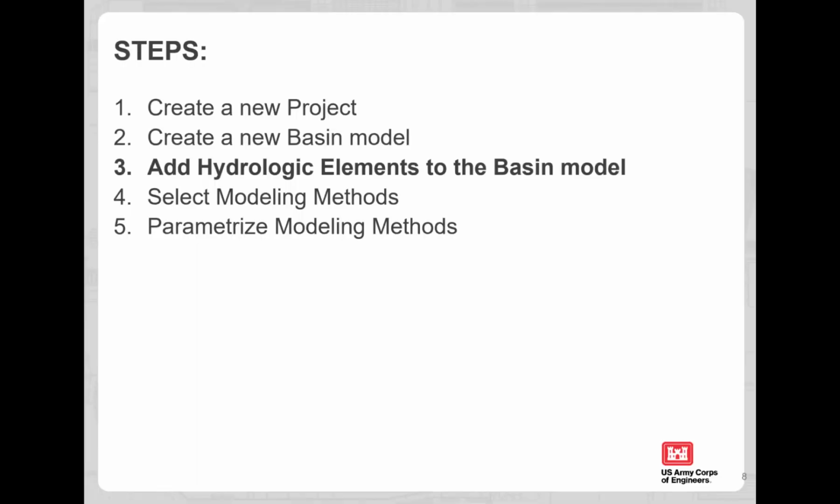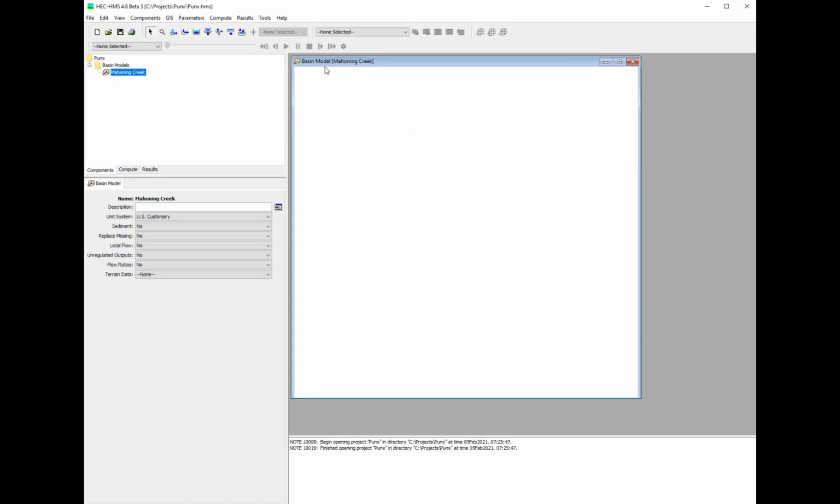Next, I'm going to add hydrologic elements to the basin model. The basin model gives the physical description of the watershed. There are 7 different subcomponents. First, subbasins. These are watershed catchments that capture rainfall over the land surface. Reaches. These represent rivers and streams. Reservoirs. These can be natural lakes or simply operated dams.